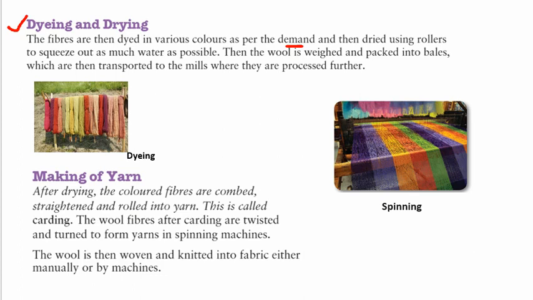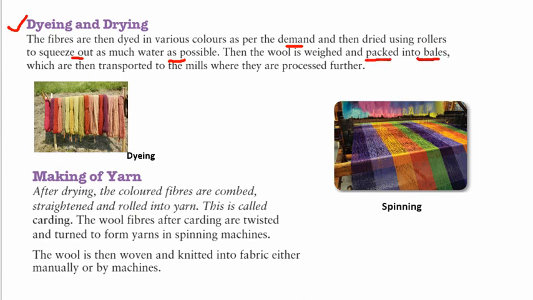Because we all like different colors. Somebody likes blue, somebody likes white, some black, and so on. So all these colors are in demand, and then the fibers are dried using rollers to squeeze out as much water as possible. So this whole process is passed through water. Okay, washed with water, and then the wool is weighed or packed into bales.